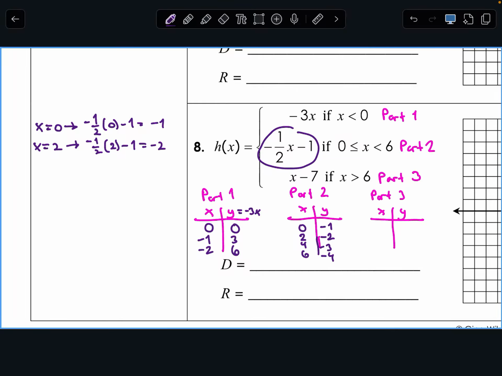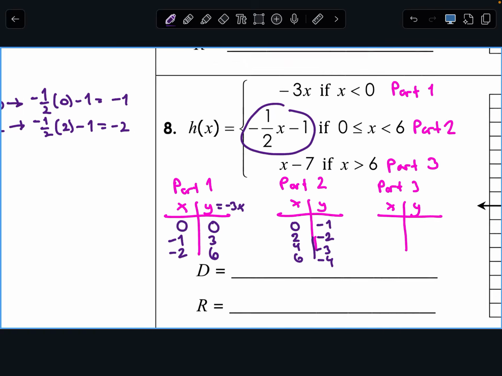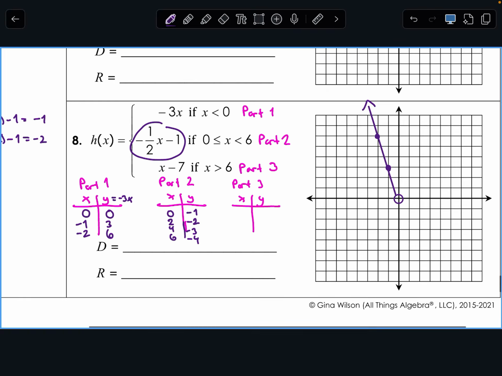Y'all see how that worked out? That's how you got to look at it. Okay? Now, we're going to graph those. So now we got 0, -1. That's going to go right here. What kind of circle do I put? Because of 0, there is a line, correct? So we're going to put a closed circle here.